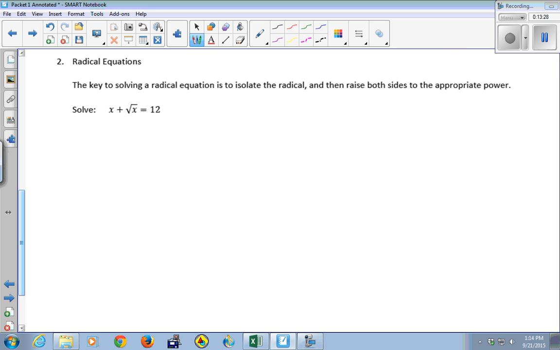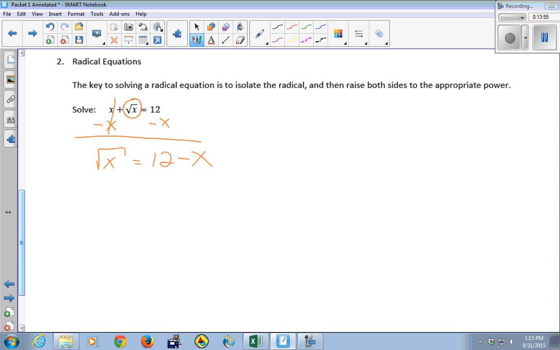All right, radical equations. The key to solving a radical equation is to isolate the radical. Circle the radical, and you want to get it by itself before you do anything else. I want to get that square root x by itself. So what do I have to do first? Subtract x from both sides. Right, so those will go away, and I get the square root of x equals 12 minus x.